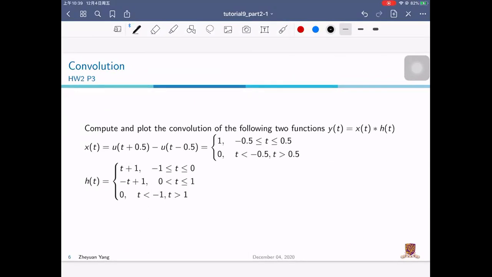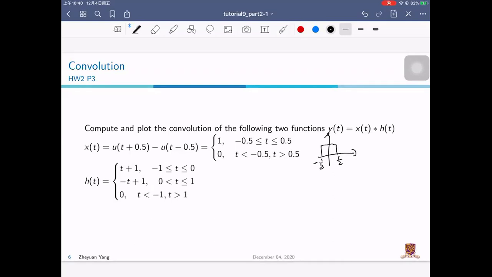So the first is in homework two, problem three. We compute and plot the convolution of the following two functions. The first one is the difference of two unit step functions: x(t) is equal to u(t plus 0.5) minus u(t minus 0.5). So it looks like this, with 0.5 here and 0.5 here.